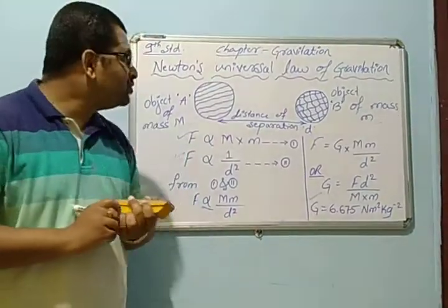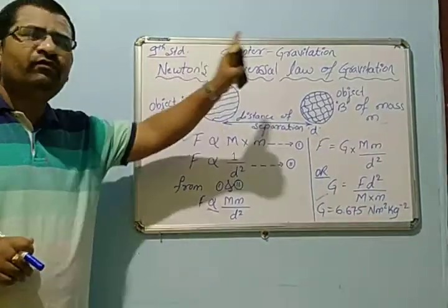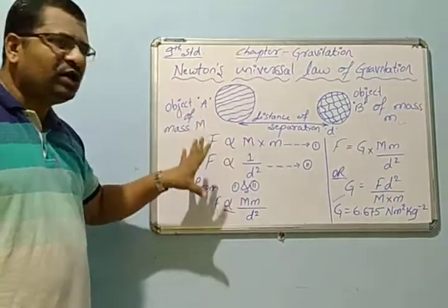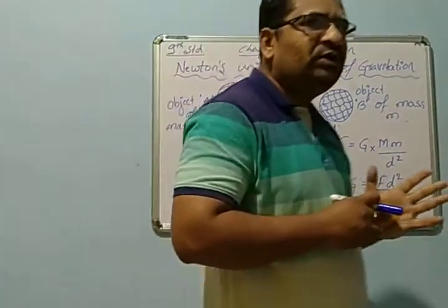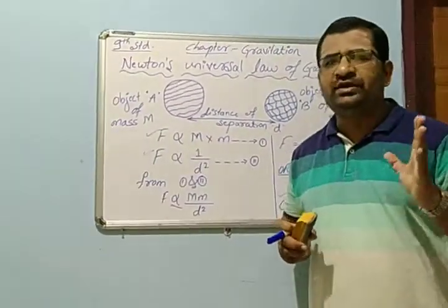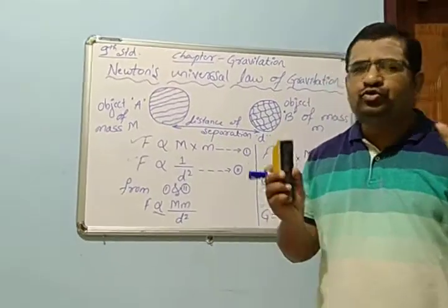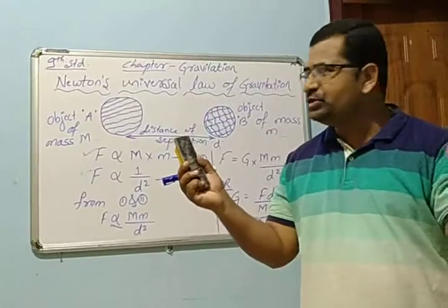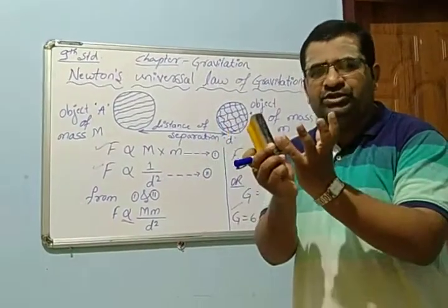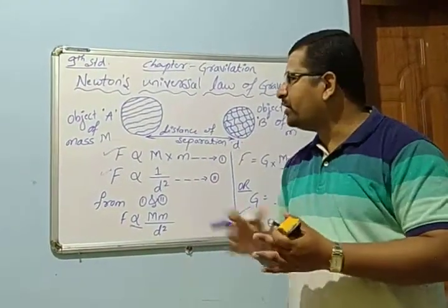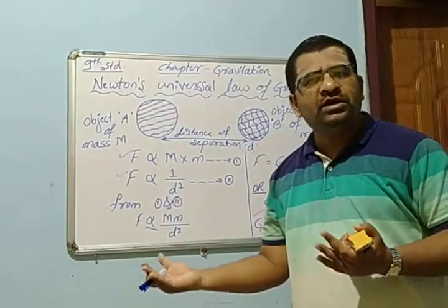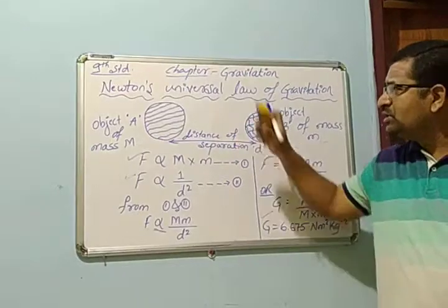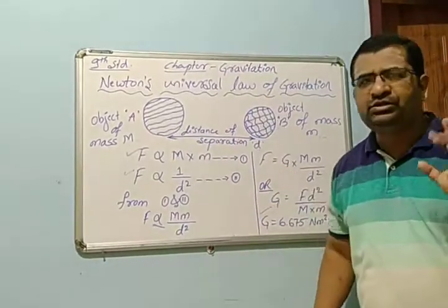So this is all about Newton's universal law of gravitation, and this is how Newton explained and proved that in the universe any two objects of different masses and separated by a certain distance attract each other, and after all they are attracted by the gravitational force of the earth.